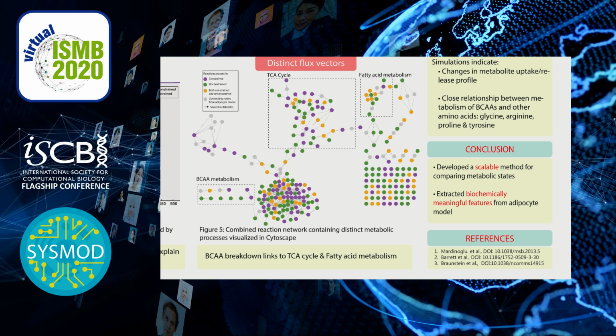C13 labeling studies have shown that the products of branched-chain amino acid breakdown entered TCA cycle and fatty acid metabolism in adipocytes. Our simulations also showed an overall change in metabolite uptake release profile and a close relationship between metabolism of branched-chain amino acids and other amino acids.